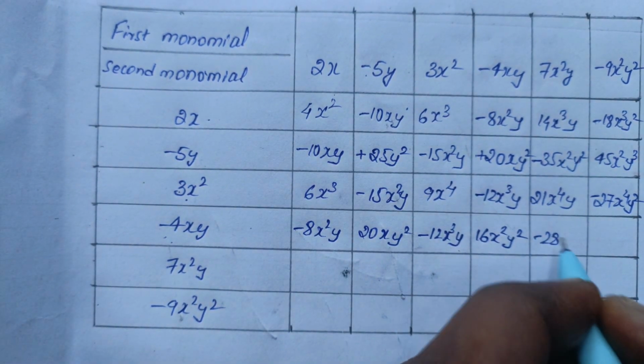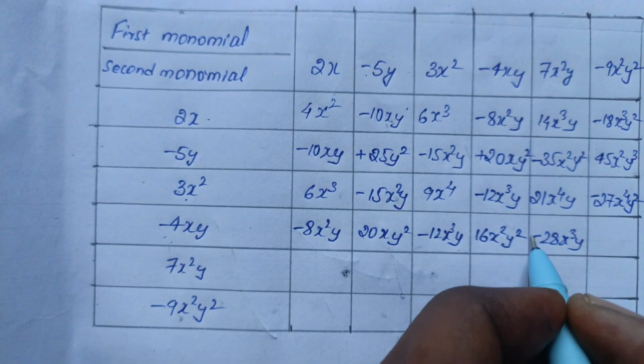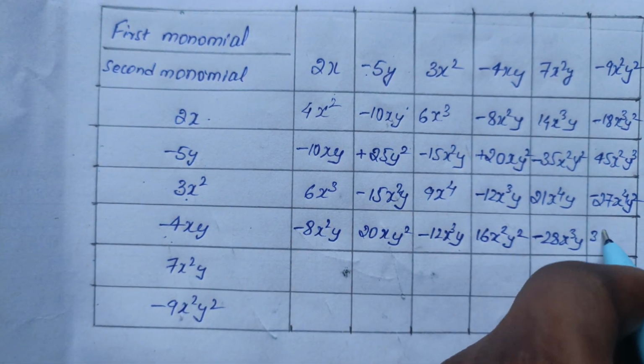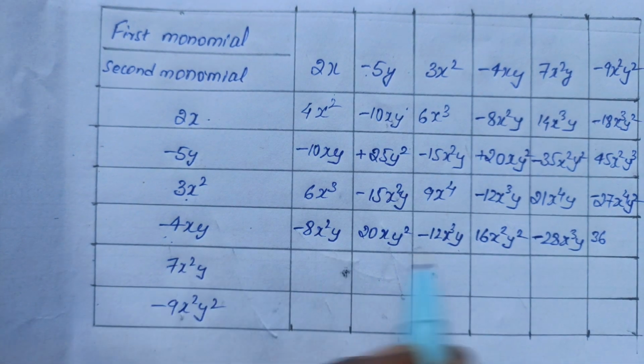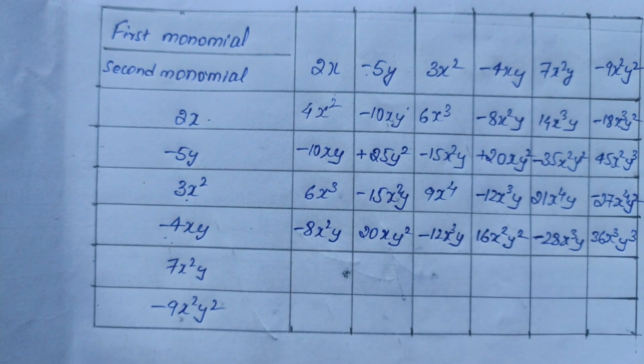7 4s are 28. x into x square is x cube y. Minus into minus is plus. 9 4s are 36. x square into x is x cube. y into y square is y cube.